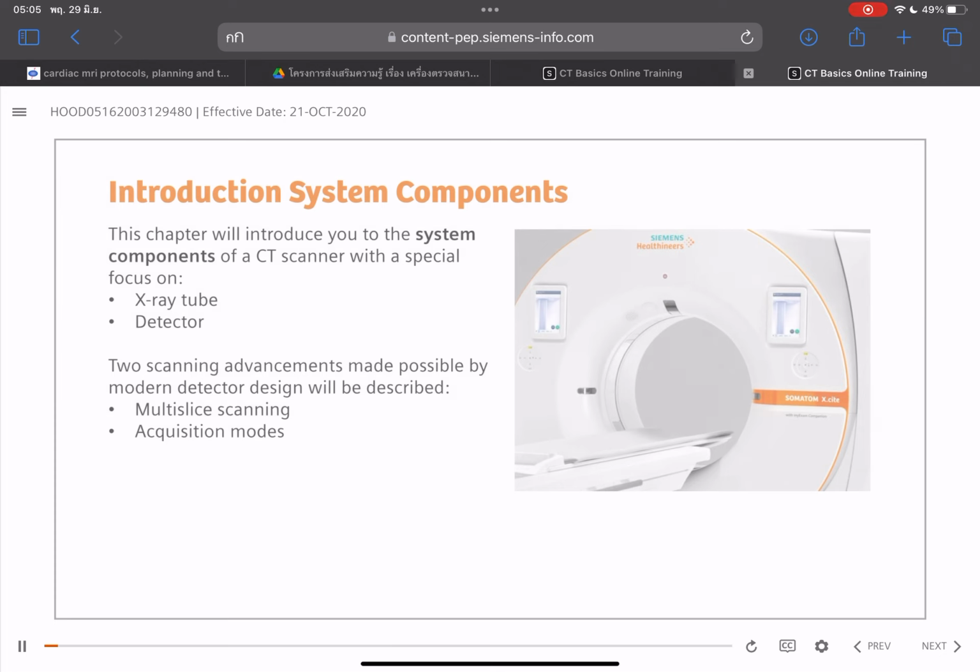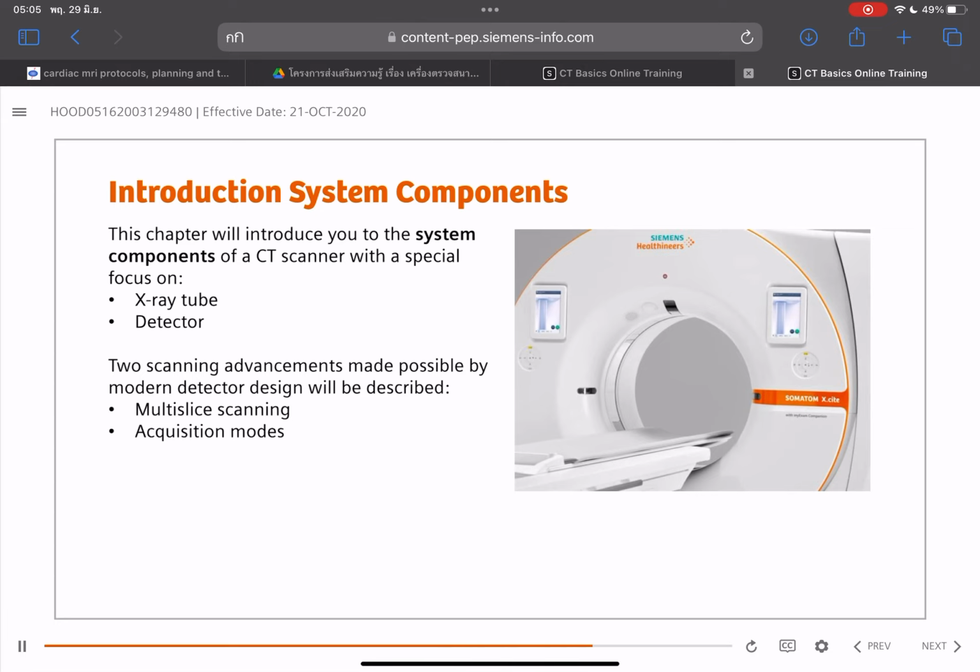This chapter will introduce you to the system components of a CT scanner, with a special focus on the X-ray tube and the detector. Two scanning advancements, made possible by modern detector design, will be described: multi-slice scanning and acquisition modes.